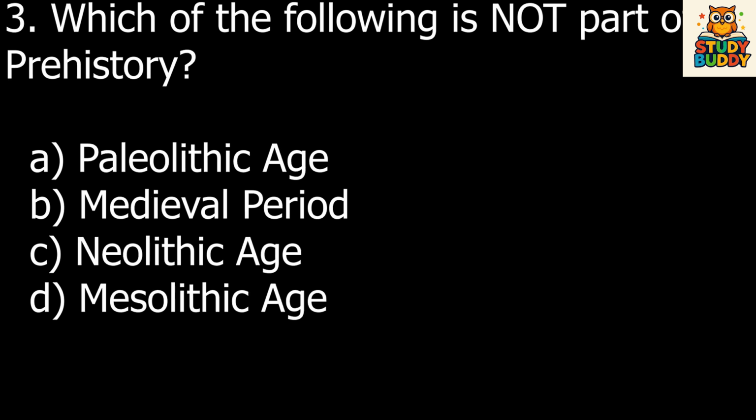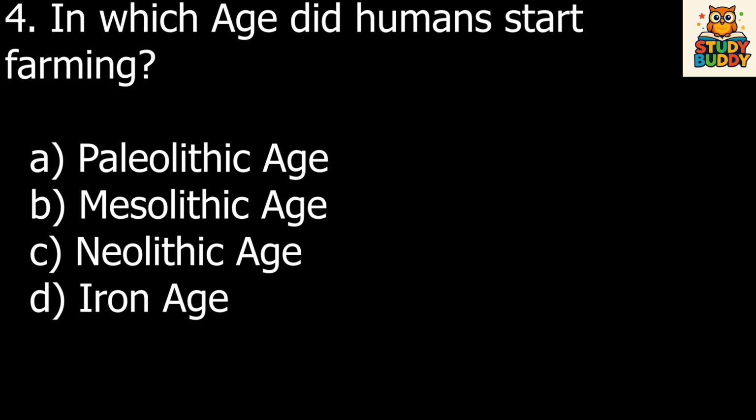3. Which of the following is not part of prehistory? A. Paleolithic age. B. Medieval period. C. Neolithic age. D. Mesolithic age. 4. In which age did humans start farming? A. Paleolithic age. B. Mesolithic age. C. Neolithic age. D. Iron age.